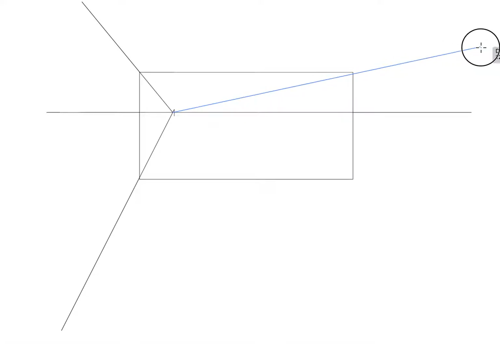So if we now take lines of sight from here through the corner, take another line from here through that corner, take another line from here through that corner, take another line from here through that corner. We've now created our floor, our walls and our ceiling.